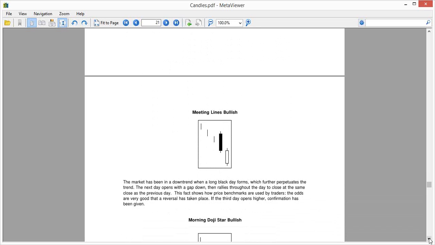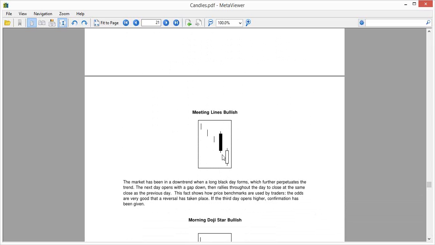Meeting lines bullish. The market has been in a downtrend when a long black day forms, which further perpetuates the trend. The next day opens with a gap down, then rallies throughout the day to close at the same close as the previous day. This fact shows how price benchmarks are used by traders. The odds are very good that a reversal has taken place. If the third day opens higher, confirmation has been given.